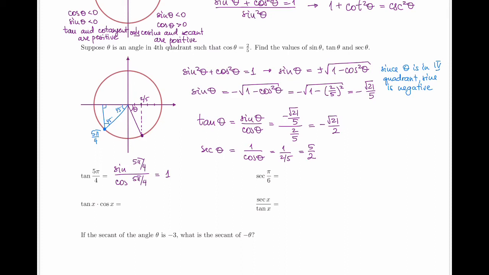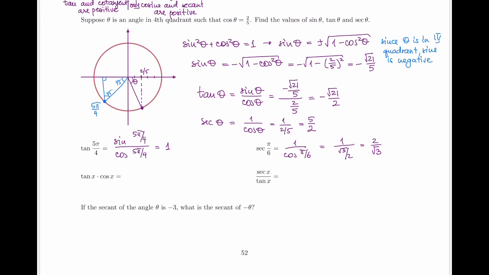For things like, for example, secant, remember that secant is 1 over cosine of pi by 6 in this case, and pi by 6 is simply in the first quadrant. It's a special angle in the first quadrant. Cosine of pi by 6 is root 3 over 2, so 1 over that will give me 2 over root 3. Excellent.